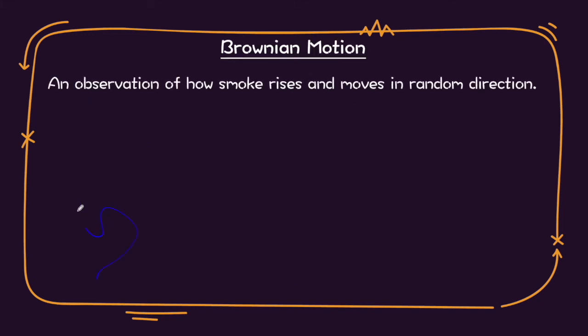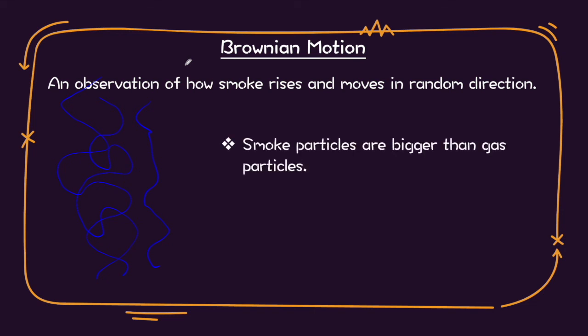Alright, the next one will be Brownian motion. What is Brownian motion? Brownian motion is actually an observation of how smoke rises. When you look at smoke, it doesn't rise up vertically. It goes in all directions and just rises into the air. Why? This is because you are actually observing the smoke particles, which are bigger than the gas particles.